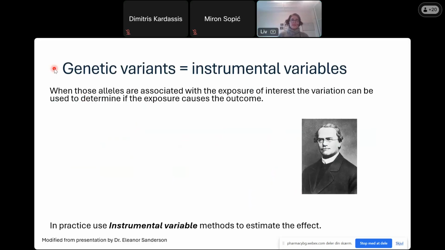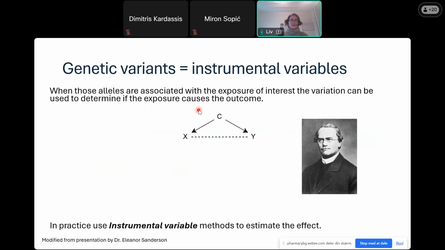And what we use in Mendelian randomization are genetic variants, and we call them instrumental variables. This is because instrumental variable analysis comes from economics, where they didn't use genetic variants, but used something else to tell them something about causation. And what we can say is that if we have variants or alleles that are associated with the exposure of interest, the variation can be used to determine if the exposure causes the outcome.